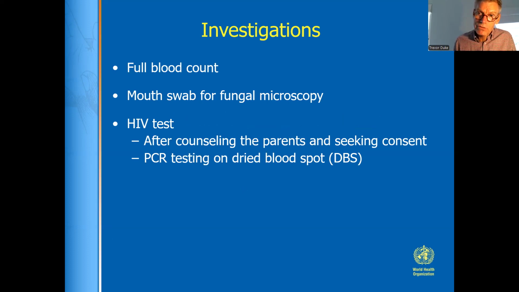After counselling his parents and seeking consent, these days PCR testing is done on a dried blood spot, or it can be done on venous blood, and that improves the diagnosis for children under the age of 18 months. Before, it was necessary to wait until a child was 18 months to diagnose HIV, or it was diagnosed on clinical grounds like Thomas's clinical features. But now PCR testing, which is widely available, can be done from the time of birth.